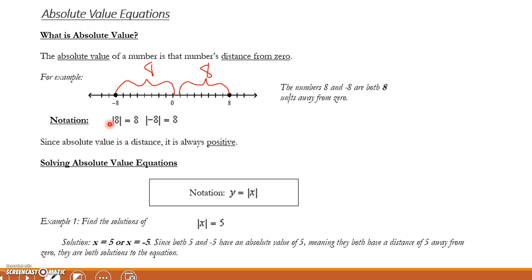And so the notation is right here. It says up and down lines, which we've talked about before. And so the absolute value of positive 8 is 8, and the absolute value of -8 is also 8. And you can use your calculator for that. Since absolute value is a distance, it is always positive.